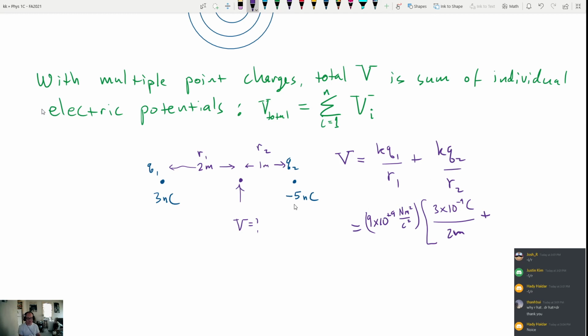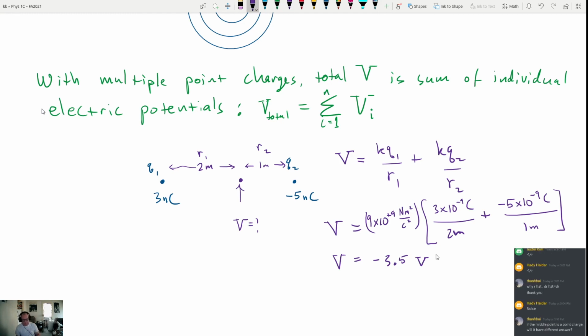Q2 is -5 nanocoulombs, so you put the -5 in here. And then you divide by the distance, which in this case is 1 meter. And that'll give you the electric potential at that location. So if we do that, it's 3 over 2 minus 5, which is going to be, I think, -3.5. I'll calculate it just in case. No, that's not right. It's times 9. So it's whatever 3.5 times 9 is. So -31.5 is what I get.